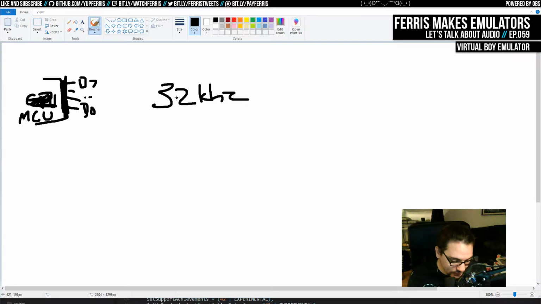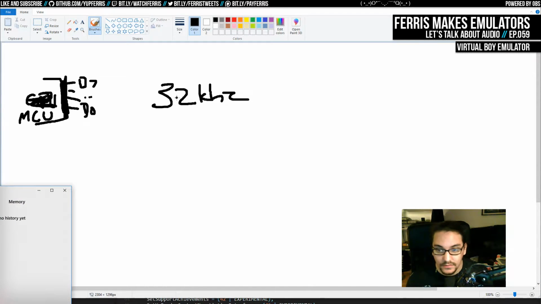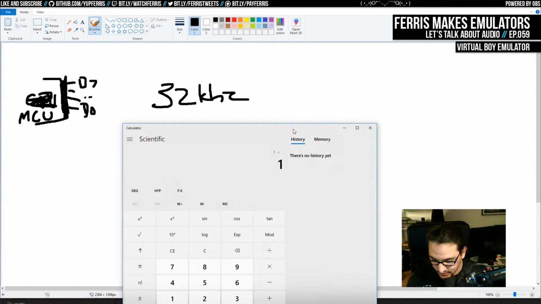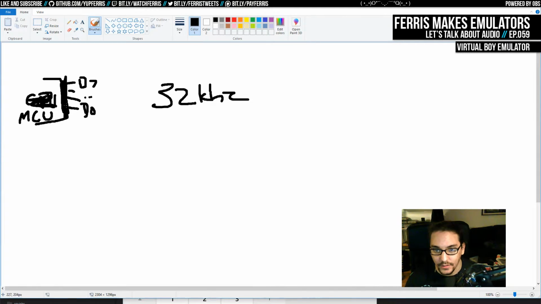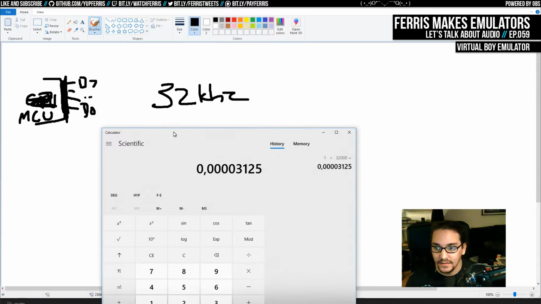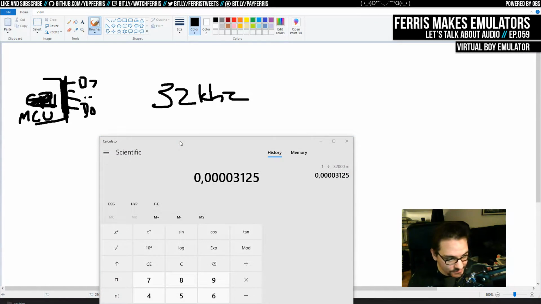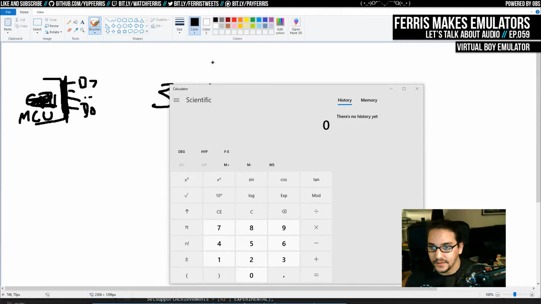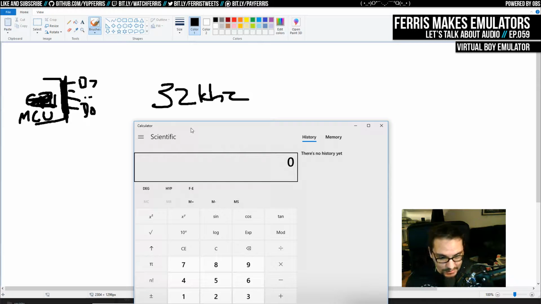If we do the math, 32 kilohertz, we can just take 1 divided by 32,000, and we get 0.00003125. This is the portion of a second that every time one of these time units passes, we need to put a new value on this bus to match the sample rate. Just to compare that to something, the C64 CPU runs at 1 megahertz. So if we take 1 divided by 1,000,000, right? That's this unit here.